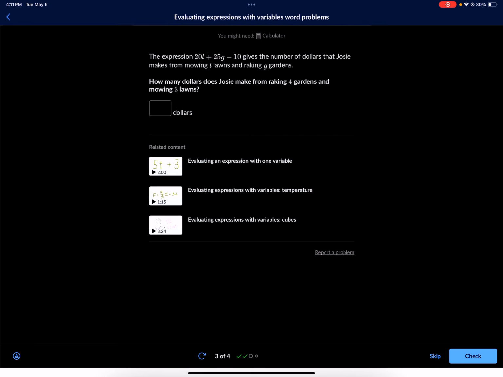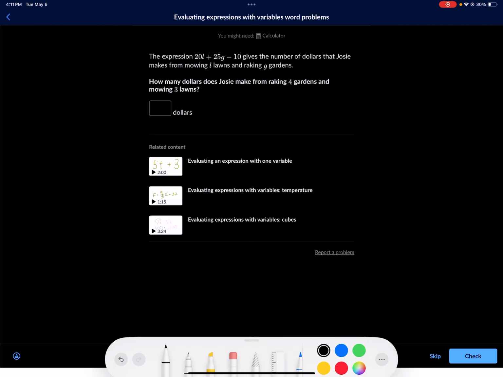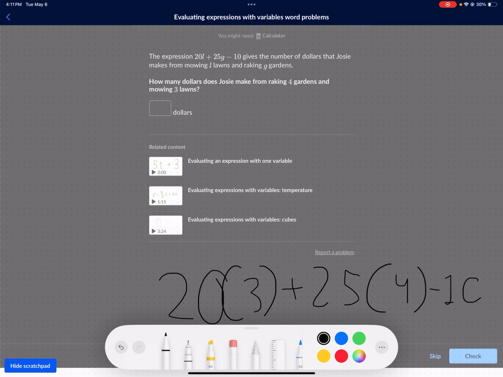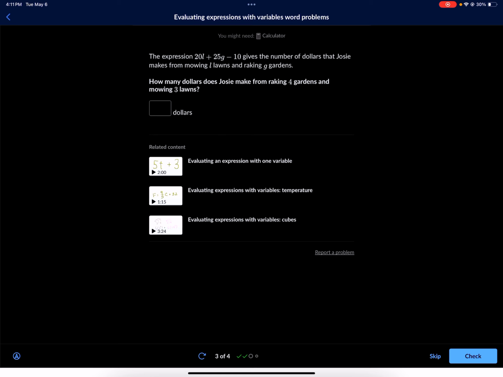The expression 20L plus 23G minus 10 gives the number of dollars that Josie makes from mowing L lawns and raking G gardens. How many dollars does Josie make from raking 4 gardens and mowing 3 lawns? So let's do 3 lawns and then 25, 4 gardens minus 10. So what is 20 times 3 plus 25 times 4 minus 10? 150. So the answer here is 150.